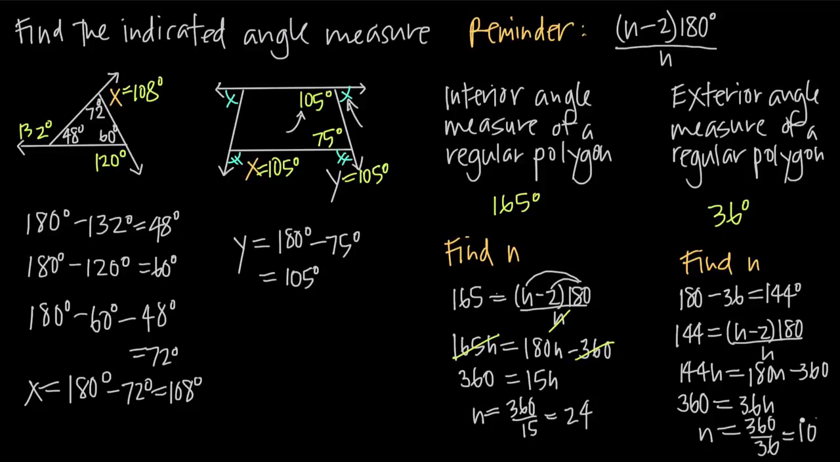And therefore we can say that a regular polygon with 10 sides has interior angle measures of 144 degrees and exterior angle measures of 36 degrees. And that's how you find exterior angle measures of polygons.